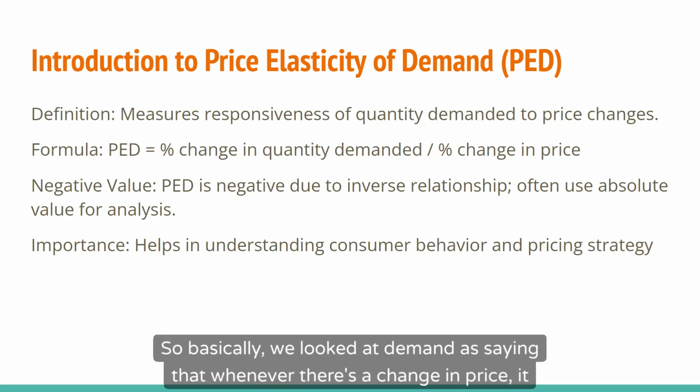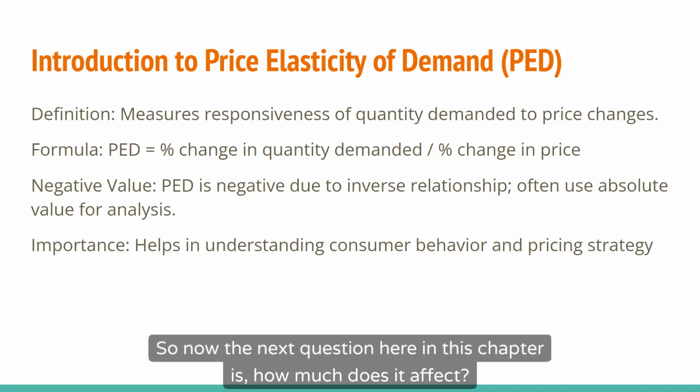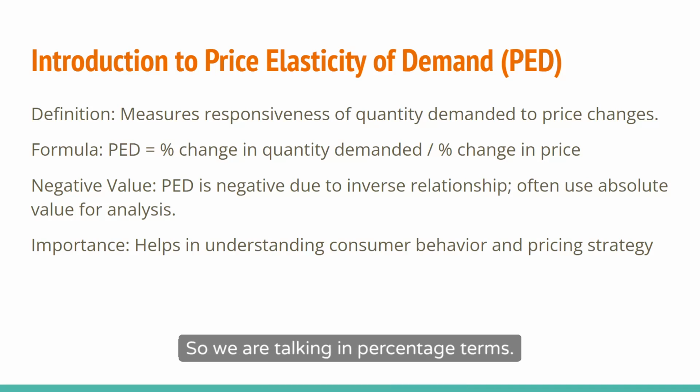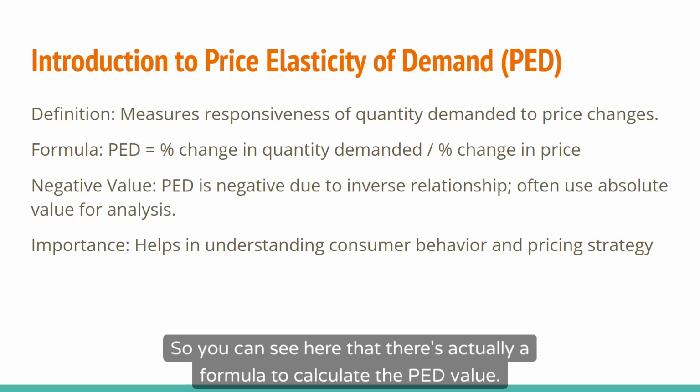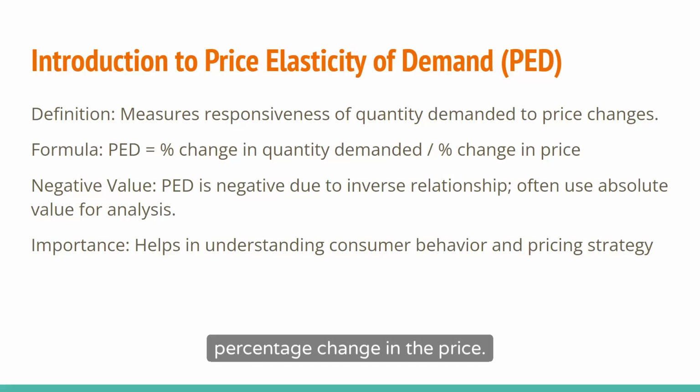Basically, we looked at demand as saying that whenever there's a change in price, it causes a change in the quantity demanded of that product. So now the next question in this chapter is how much does it affect? We are talking in percentage terms. You can see here that there's actually a formula to calculate the PED value. We remember this as the percentage change in the quantity demanded divided by the percentage change in the price.